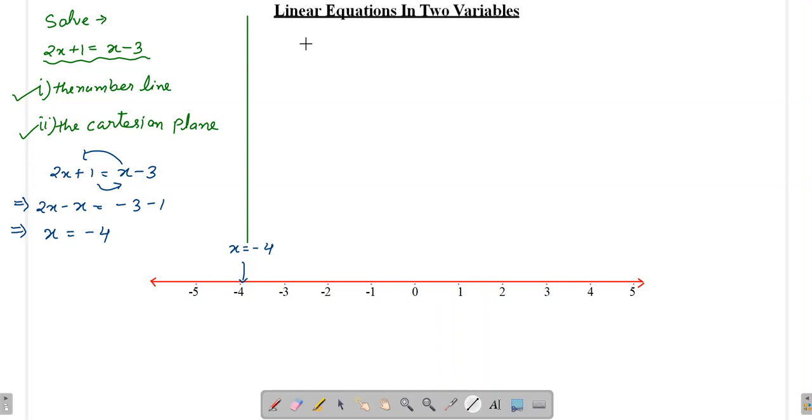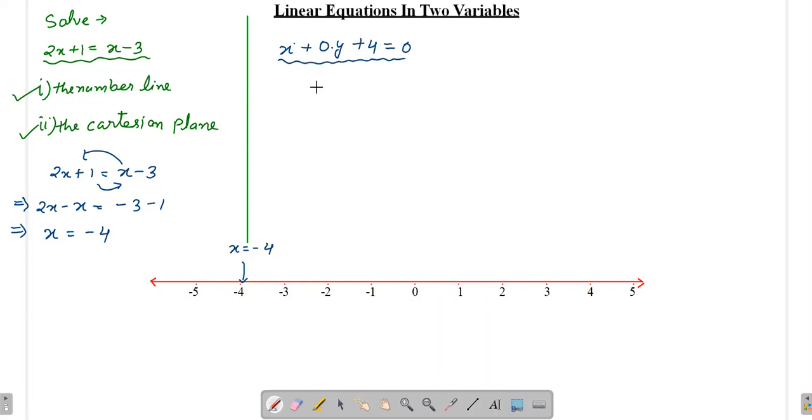So x equals to minus 4 can also be written as x plus 0 times y, because y is missing, and when this minus 4 will go to this side it becomes plus 4 is equals to 0. This is the standard form of a linear equation in two variables.